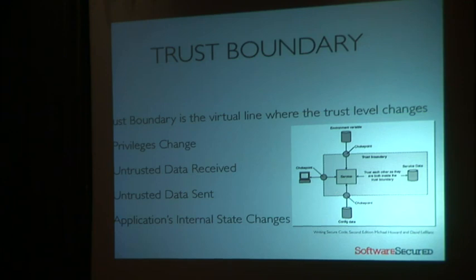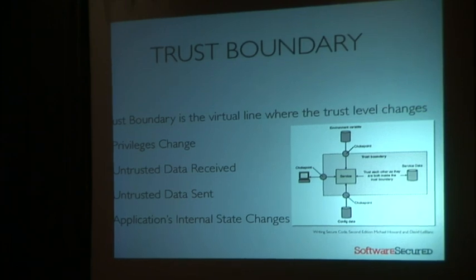We are using it a little bit differently. We are using it to find the code that deals with this place. We're using it to identify which code we should look at a little bit more closely. And why is that? Because the trust level changes. When the trust level changes, this is a place where you want to look at the code and make sure that everything is going all right.